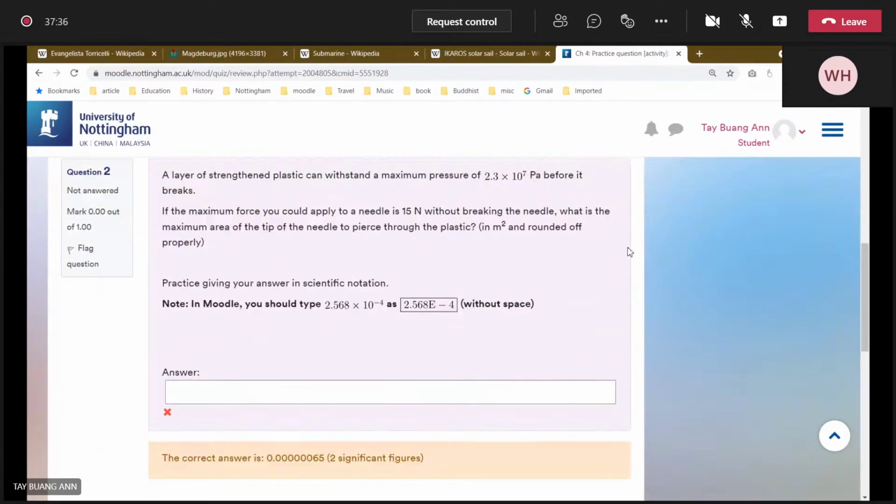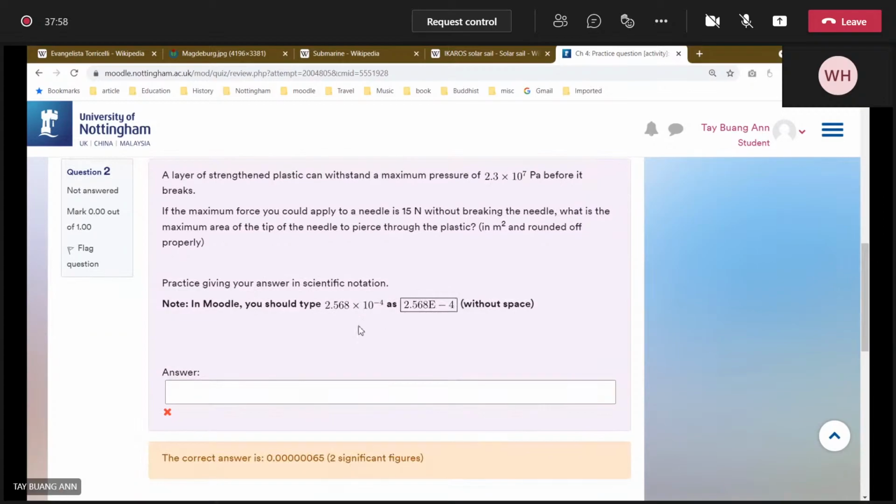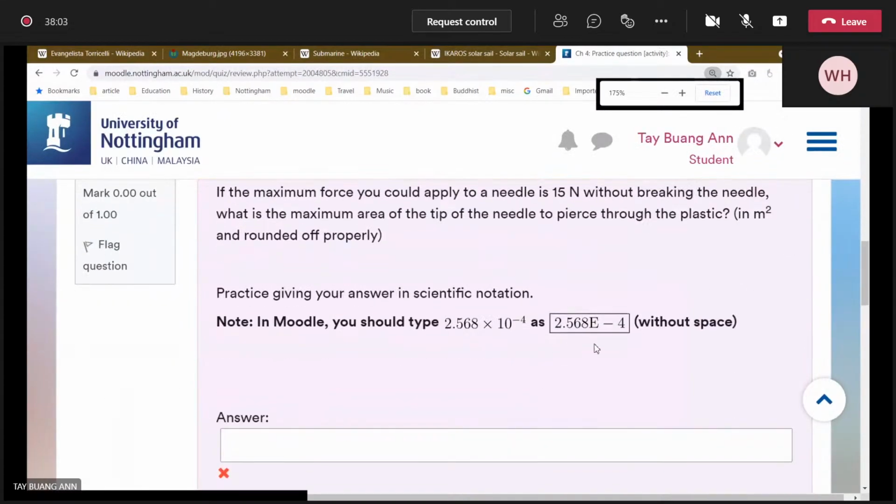And the second one, the purpose is this. Later in your exam and also in your lab report, we are going to use Moodle as a platform for you to submit the answer. Therefore, we have to follow the rules given by Moodle. We do not create Moodle, we just follow the rules. For very small and large numbers, sometimes you need to key in scientific notation. As you can see here, a number like 2.568 times 10 to the power minus 4, you key in as this, using the E to represent the power of 10, just like in your calculator.